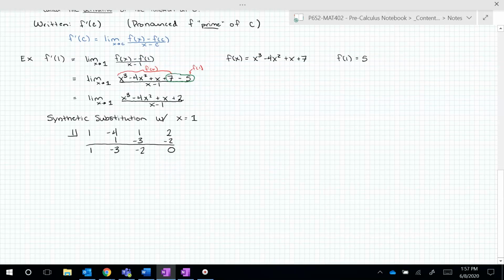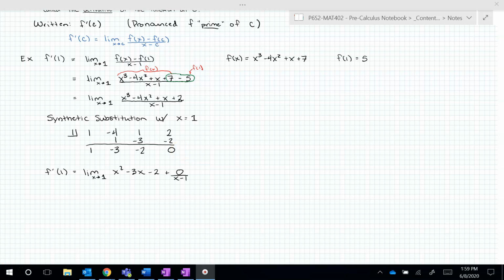Right? So this function here, f prime of 1, is the limit as x gets closer and closer to 1 of, right, this cubic divided by this linear function, I could rewrite as 1x squared. Again, these are the coefficients of that quadratic remainder, right, minus 3x minus 2 plus 0 divided by x minus 1, right? Again, this is just a shortcut to that polynomial long division.